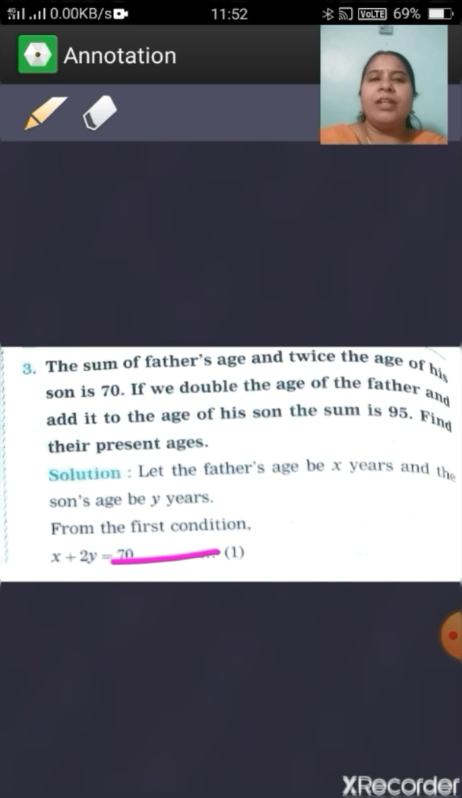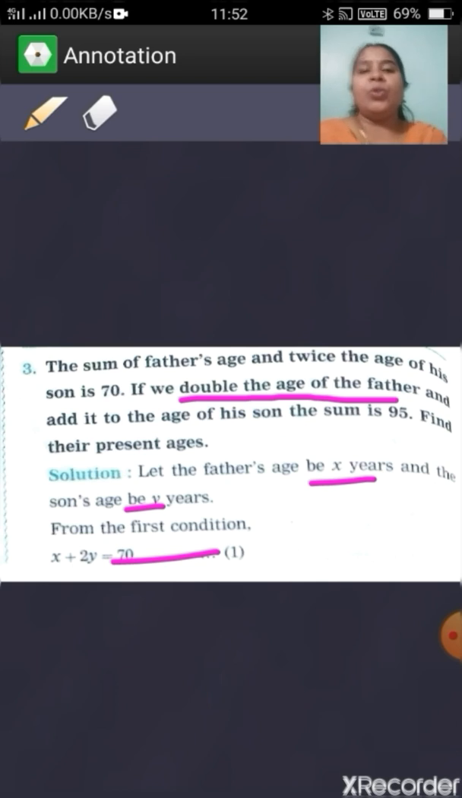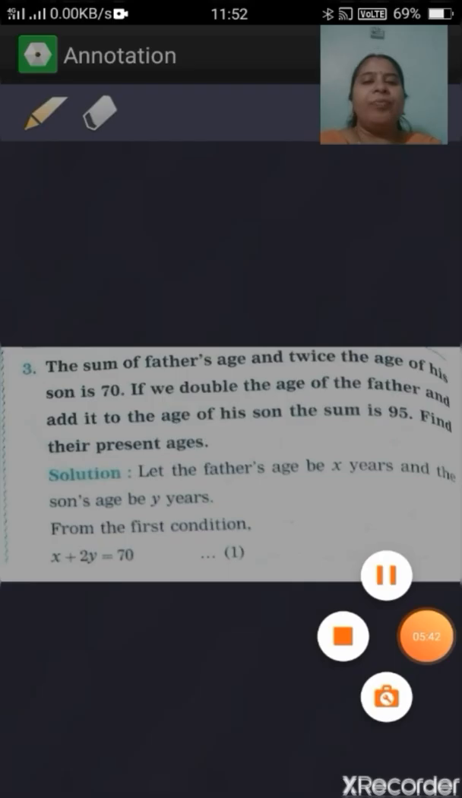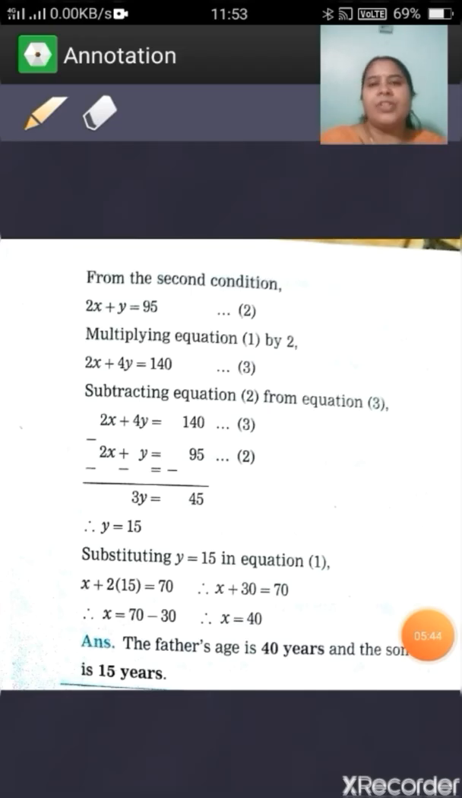Now see the second condition. If we double the age of the father, what will be double the age of the father? If father's age is x, double the age will be 2x, and added to son's age. Son's age is only y. Father's age is 2 times x, that is 2x, and son's age is y. The sum that is obtained now is 95. So I hope you have understood how to write the second equation. The second equation is 2x plus y is equal to 95.